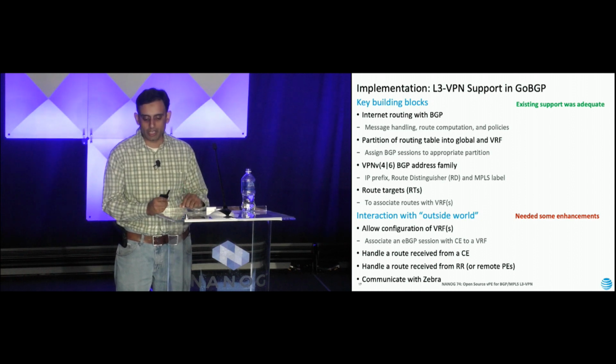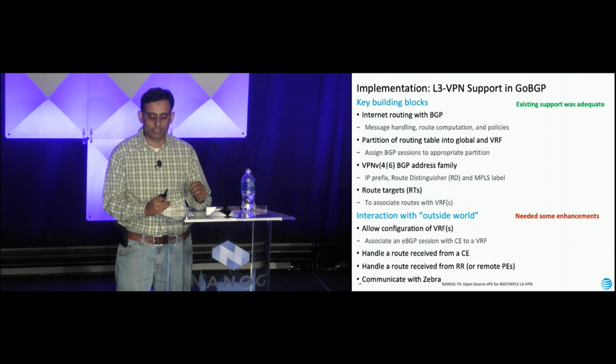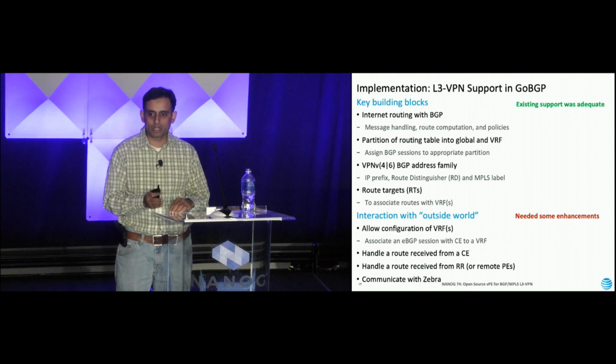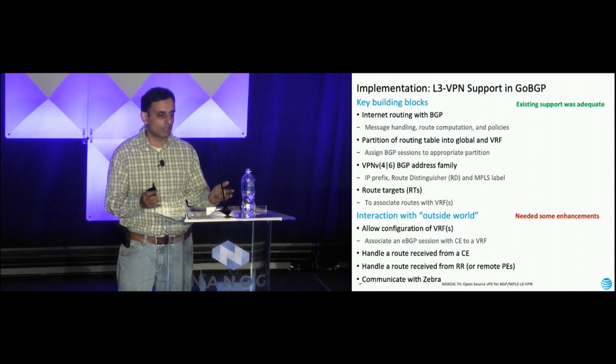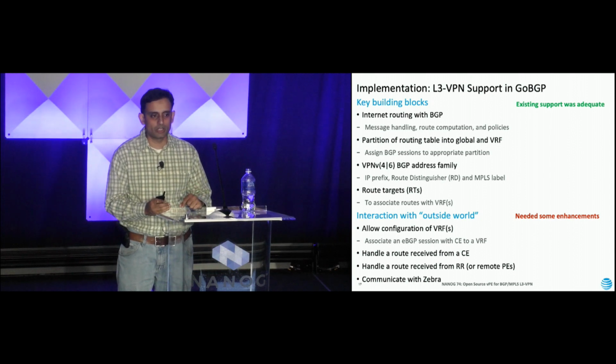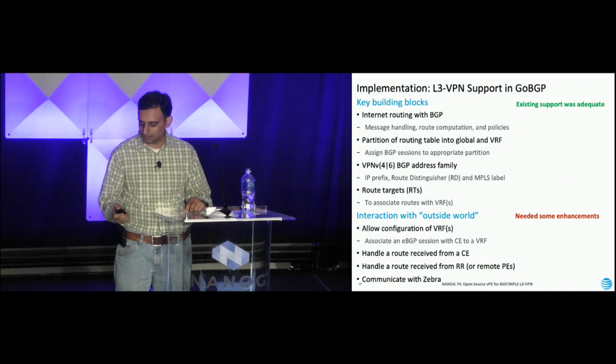But then there is the second key aspect, which I call interaction with outside world. So things like configuring VRFs. This is where a user configures VRFs and associates an eBGP session with GoBGP. Then the second aspect is about handling routes received from a CE, similarly routes received from Route Reflector or remote PEs, and finally communication with Zebra. So these four aspects which are about interacting with outside world, this is where there were some pieces that were missing in GoBGP, and we had to do some enhancements to the code to make them work.